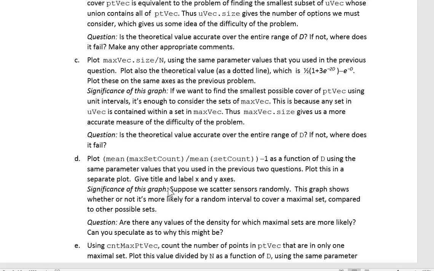So what's the significance of this plot? If we scatter sensors randomly, the question is, are you more likely to get a maximal set than some other set? Are maximal sets more probable than other sets? So this gives the ratio of the probability of a typical maximal set to the probability of a typical set. So if this is greater than 1, that means that you're more likely to hit a maximal set than otherwise. Now that's good news, because if you scatter sensors randomly, you want to hit maximal sets. So we'll see if scattering random sensors is a good strategy or not.